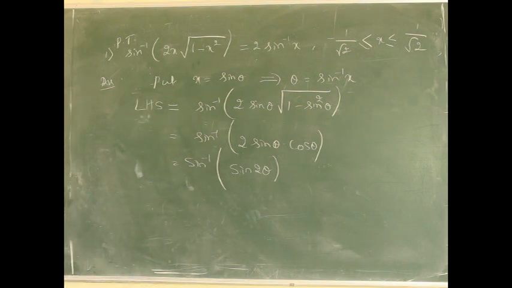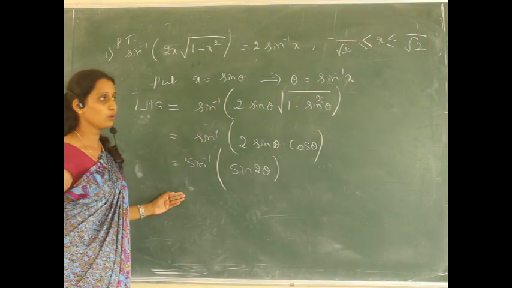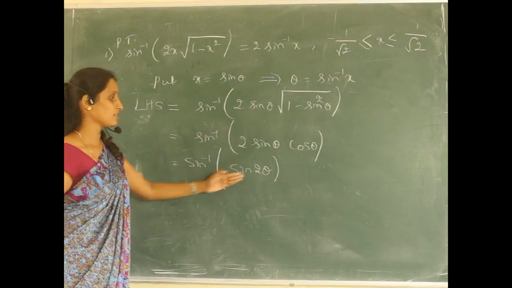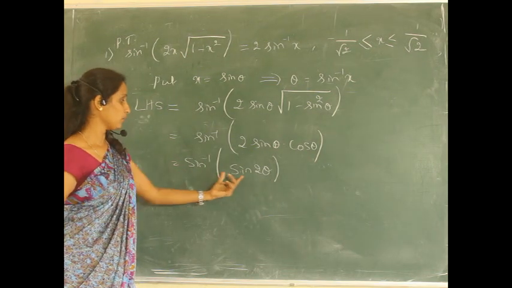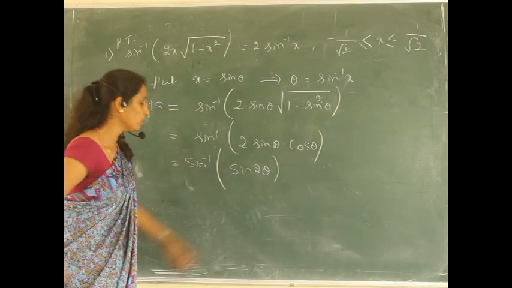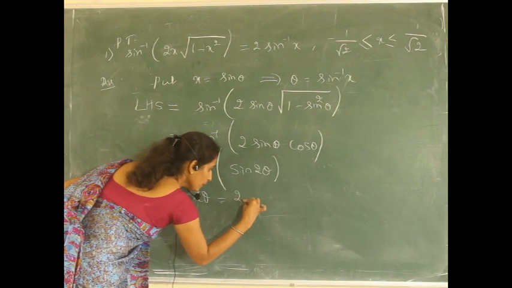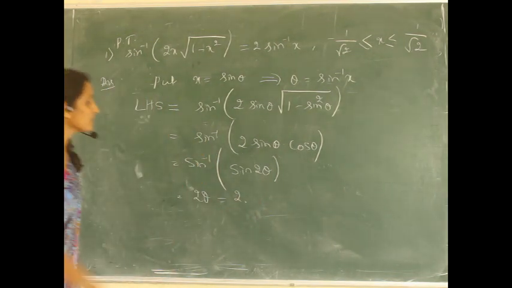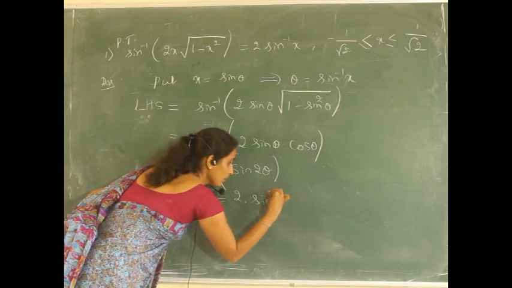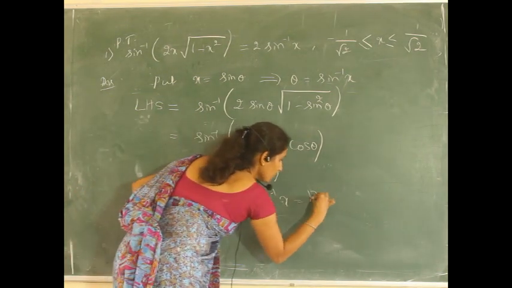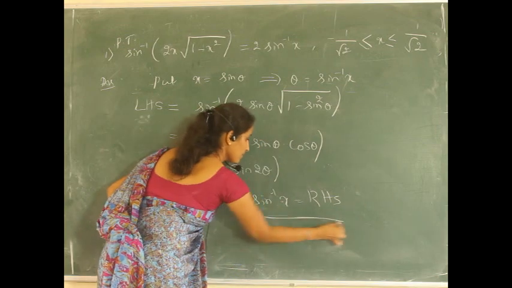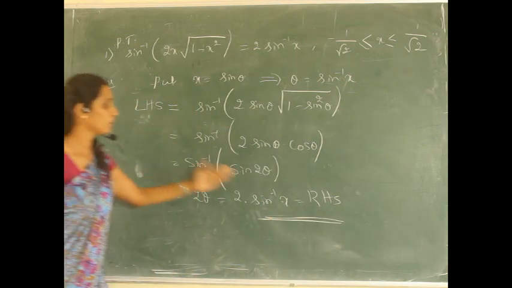So we are getting sine inverse of sine 2 theta, and we know that sine inverse of sine x is x. So sine inverse and sine cancel, and we get only 2 theta. This is equal to 2 into theta, which is sine inverse x, and this is equal to the RHS. So we have proved LHS is equal to RHS.